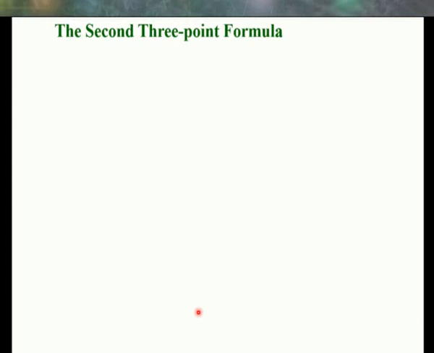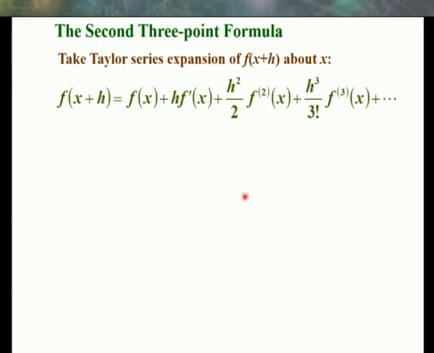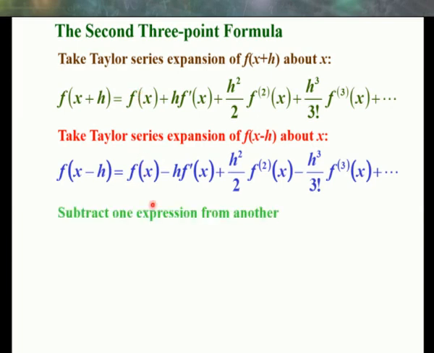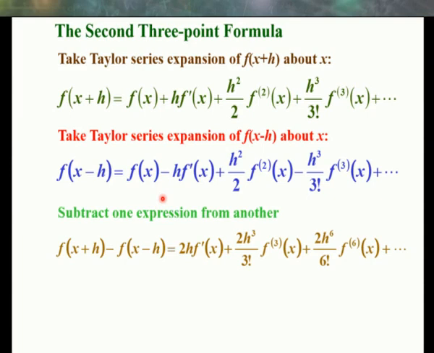Similarly, the other 3-point formula for the first derivative. So, consider the Taylor series of f about x. You have f of x plus h, f of x plus h times first derivative plus h squared times the second derivative, the same Taylor series you have. And now take the Taylor series about f of x minus h. You have f of x minus h. How do we get from the previous one? Replace h by minus h, and you subtract these two equations.